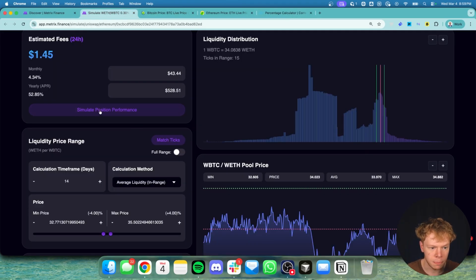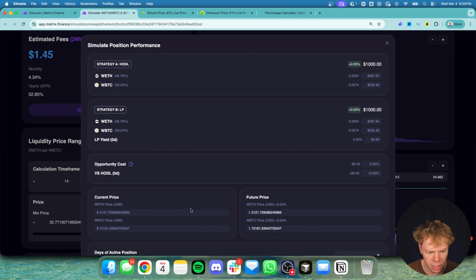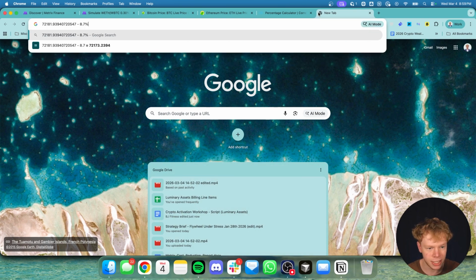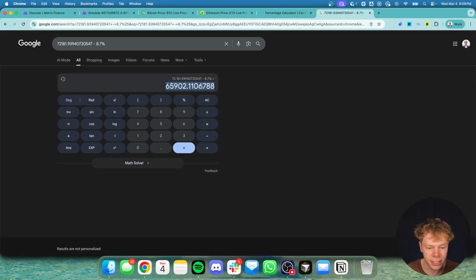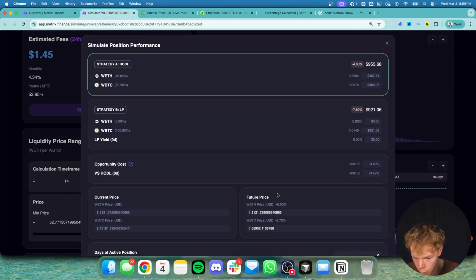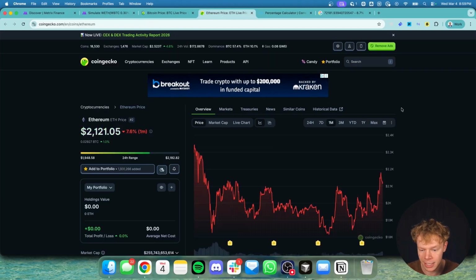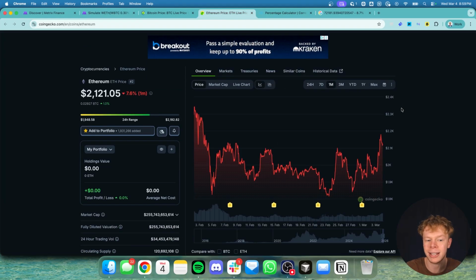Well, let's factor that in. By going over here to simulate position performance, we take a look at the Bitcoin price right over here. We grab the current price and we subtract 8.7% from it. That puts us at 65,902. We throw that right over here. And then we do the same exact thing for Ethereum over the same exact time frame. What we're doing is we're back testing our divergence or impermanent loss, basically.